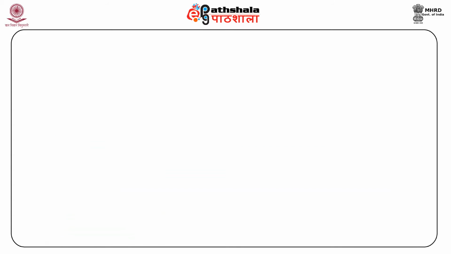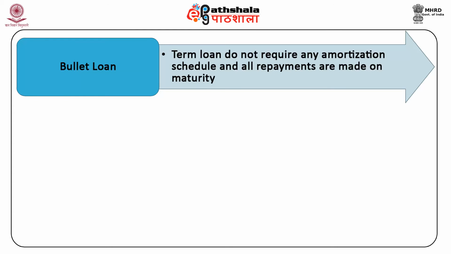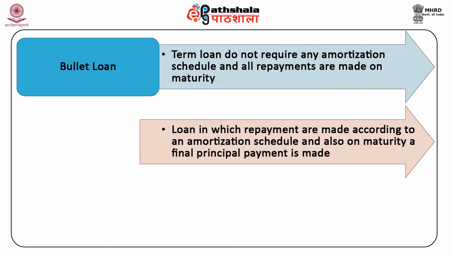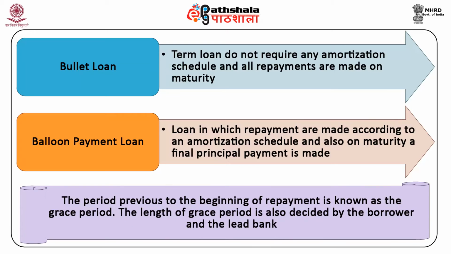Sometimes a term loan does not require any amortization schedule and all repayments are made on maturity. Such a type of loan is known as a bullet loan. A loan in which repayments are made according to an amortization schedule and, on maturity, a final principal payment is also made is termed a balloon payment loan. The period previous to the beginning of repayment is known as the grace period. The length of the grace period is also decided by the borrower and the lead bank.